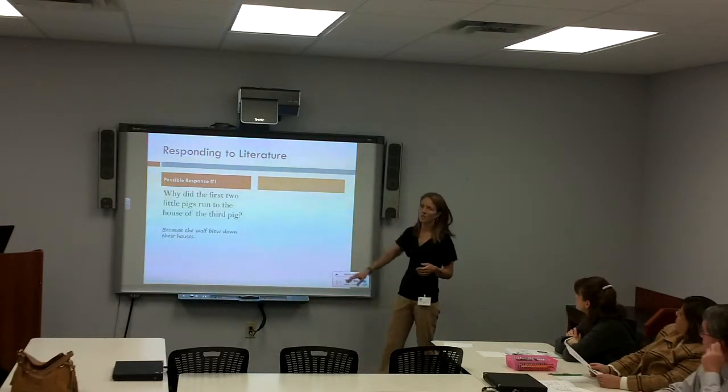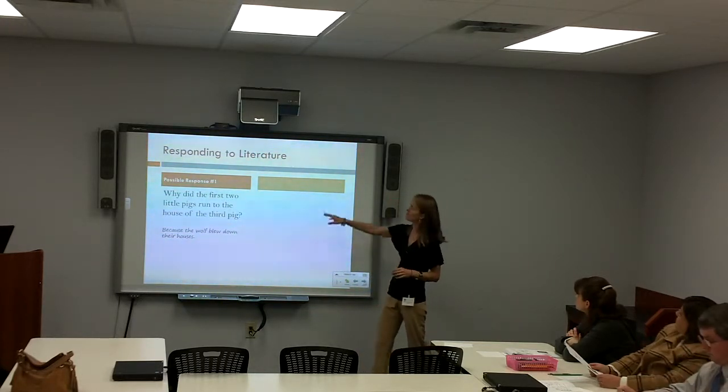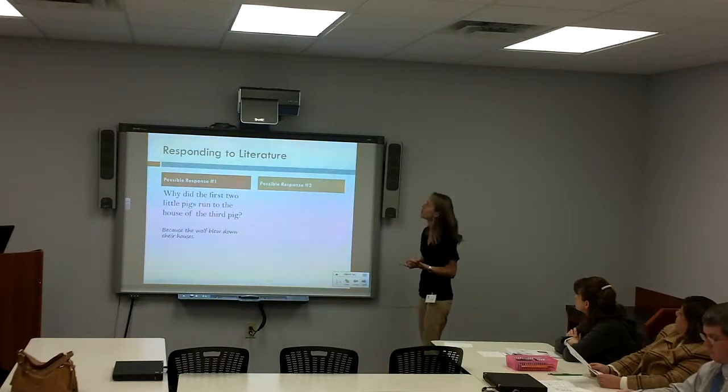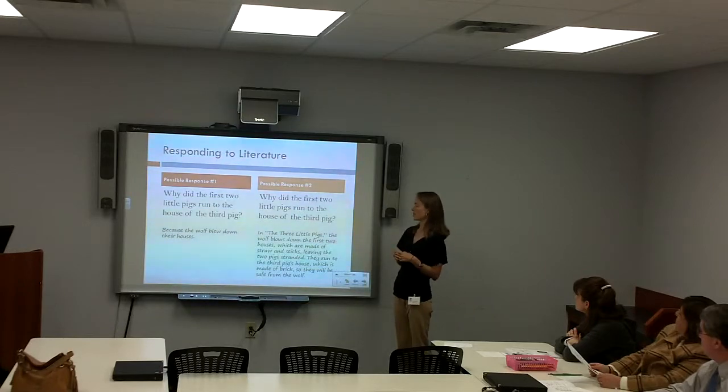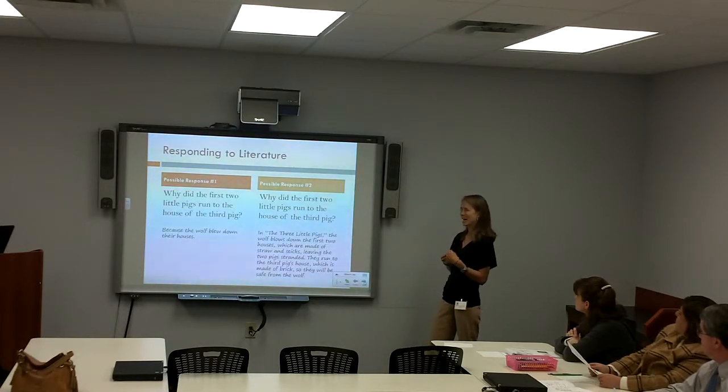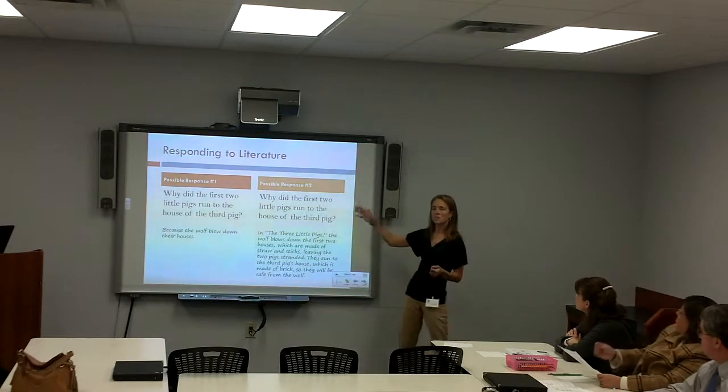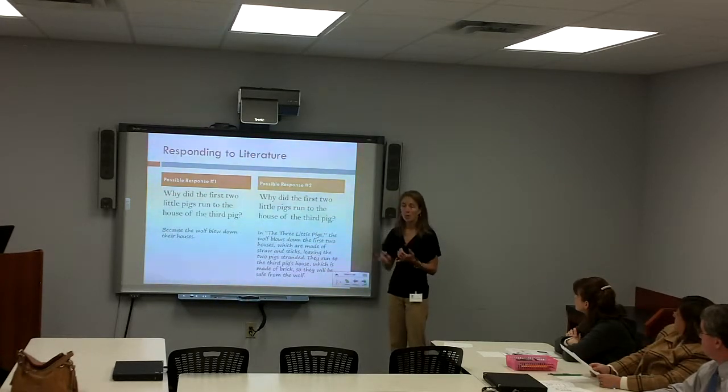And then, of course, I do get really wordy in my answer, but it's an example here. So possible response number 2 is: in the Three Little Pigs, the wolf blows down the first two houses, which are made of straw and sticks. I couldn't remember what they're made of. This leaves the two pigs stranded. They run to the third pig's house, which is made of brick, so they will be safe from the wolf. Much more complete. If I read this, I pretty much know what the question's asking, and I know the background of the story as if I had never read it.